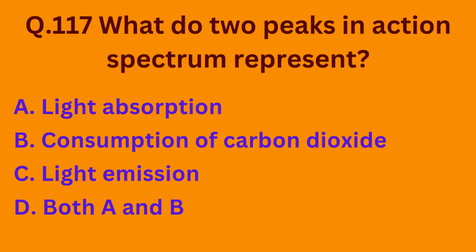Coming to next question. What do two peaks in action spectrum represent? Option A, light absorption. Option B, consumption of carbon dioxide. Option C, light emission. Option D, both A and B. So the correct option is option B. Consumption of carbon dioxide basically represents the two peaks in action spectrum. The correct option is option B.